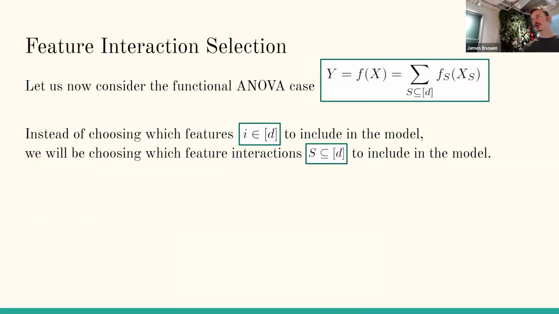All right, so feature interaction selection, we're going to do the exact same thing, except now we're going to deal with the functional ANOVA equation instead of the linear equation. And so instead of picking our individual features I, we're going to now pick our feature interactions, which we remember correspond to subsets.